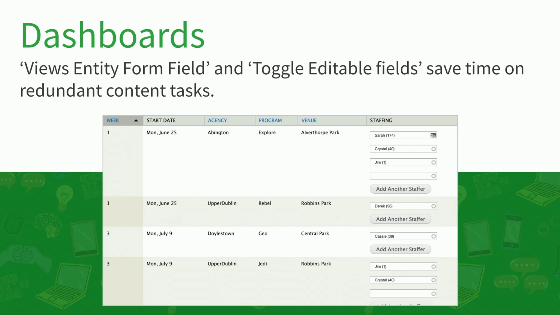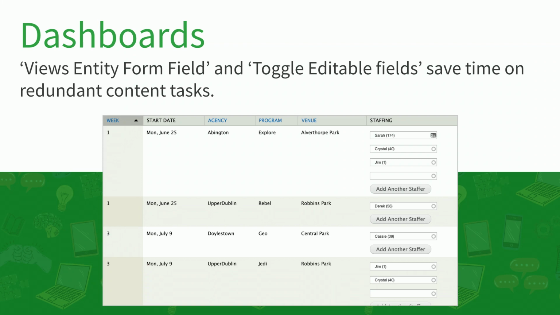Views entity form fields, and toggle editable fields. This lets you put editing right inside a view. So if you'd like to edit a number of nodes all at once, in this example, it is setting assignments for my summer camp staff, who's working on which week. I could click on every event and hit edit, or I could just see the upcoming week in this view. This view shows every camp for next week, and I can change the folks right inline.